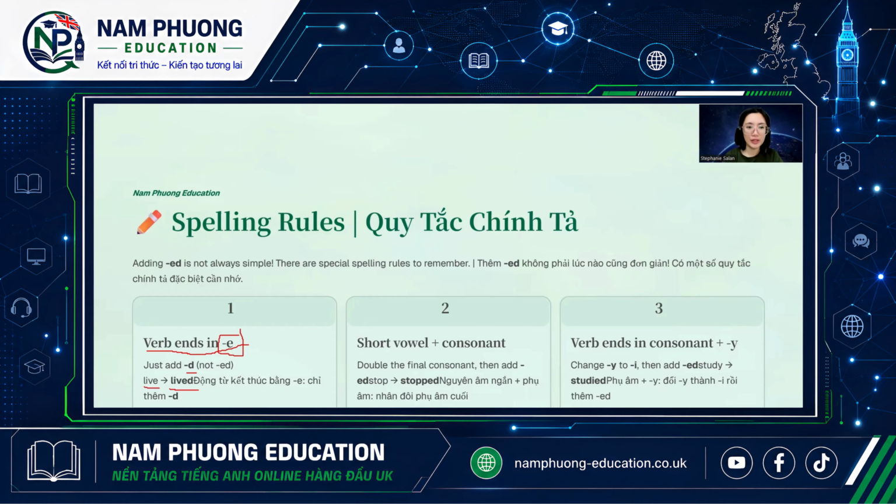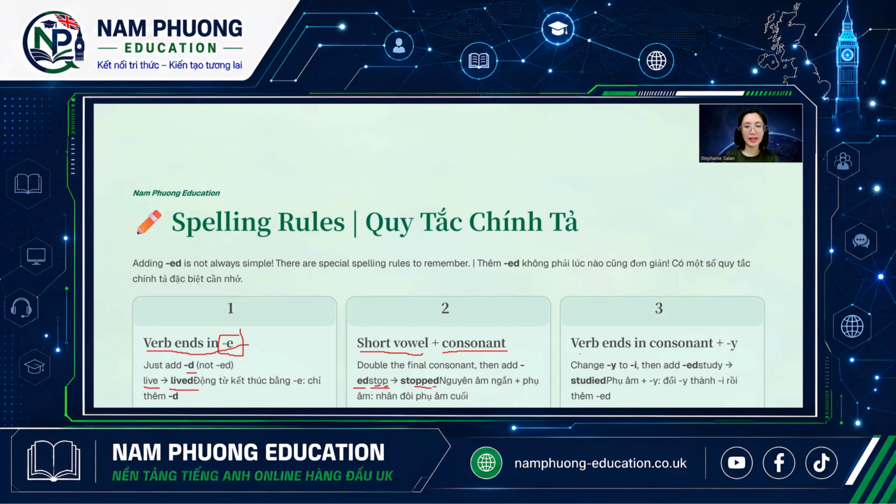For rule number 2, for short vowels with consonants, we double the final consonant, then add ed. For example, the word stop. So we have a short vowel here followed by a consonant. So what we do is we double the final consonant, which is P, and then we add ed. So from stop, it becomes stopped.